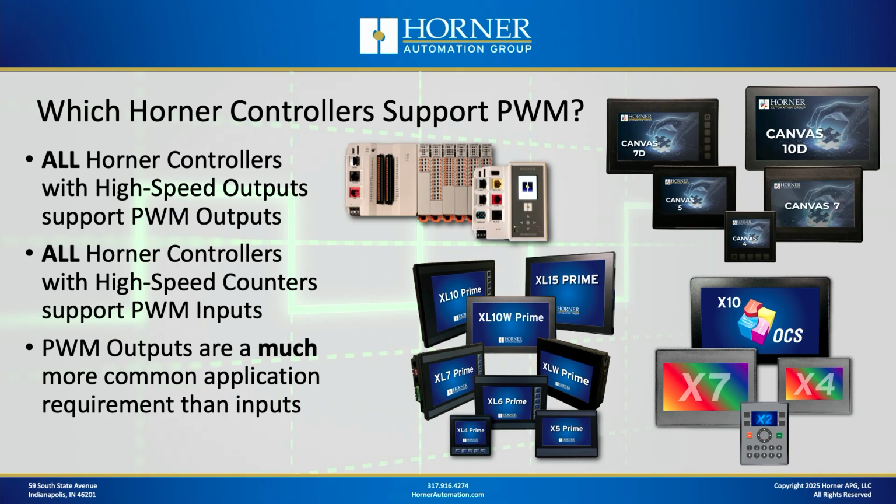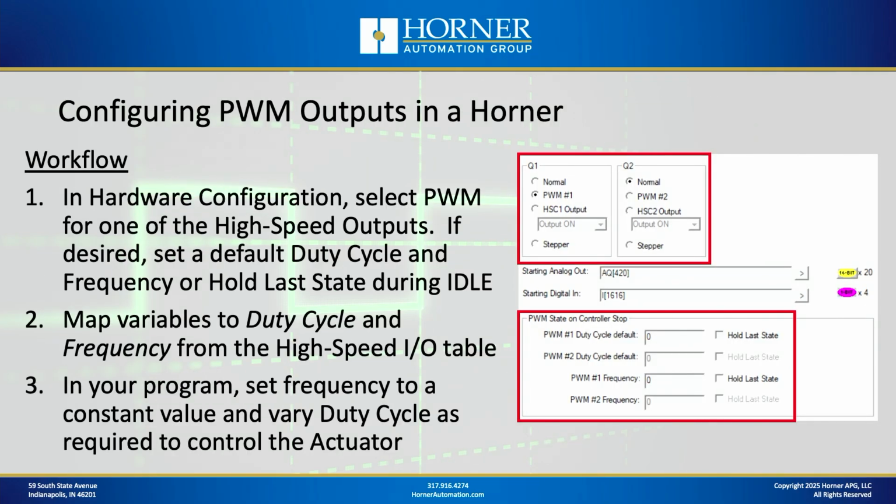Okay, so how do we configure PWM outputs in a Horner controller? All right, well, let's take a look at the workflow. Basically, we're going to start in the hardware configuration under local I/O, and we're going to go to the high-speed outputs, all right, and we're going to select PWM for one of the two, or maybe both, of the high-speed outputs that are on your Horner controller. So you're going to select PWM for those.